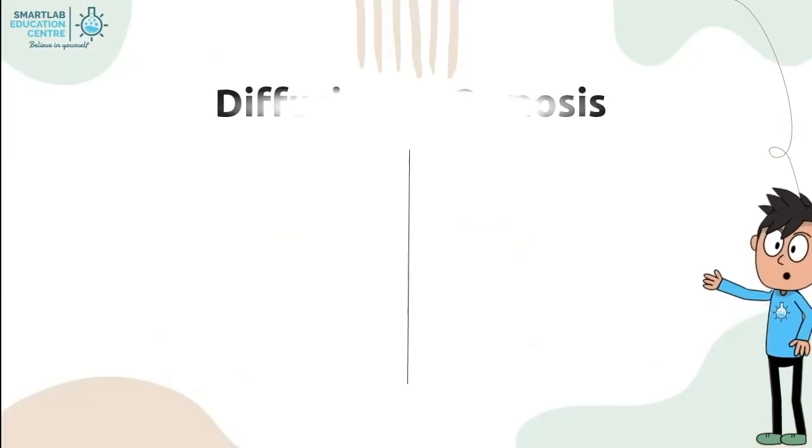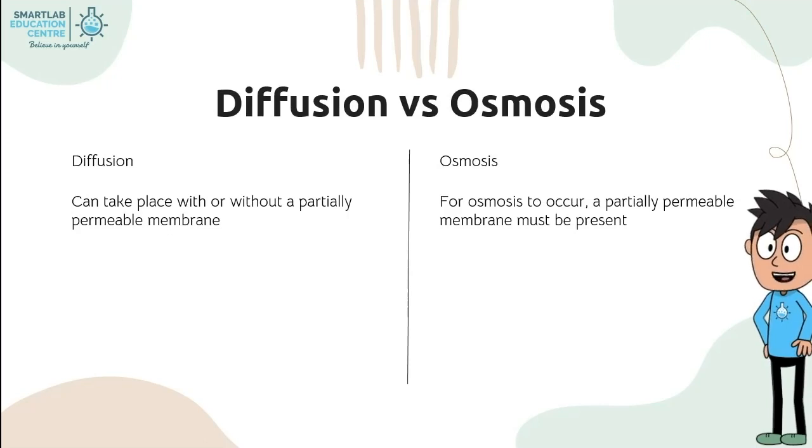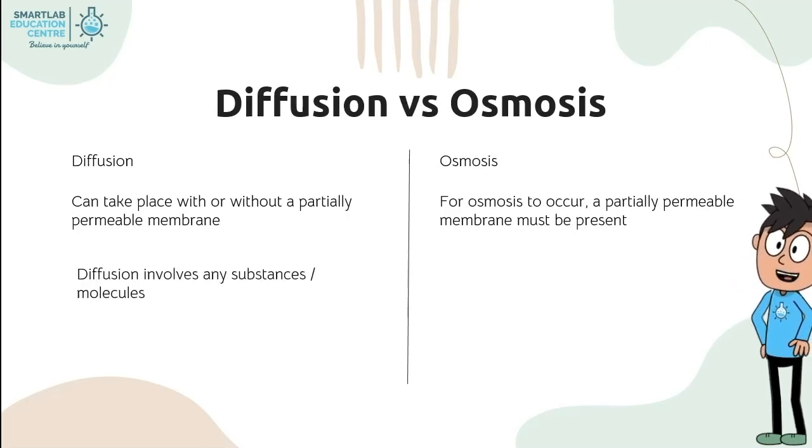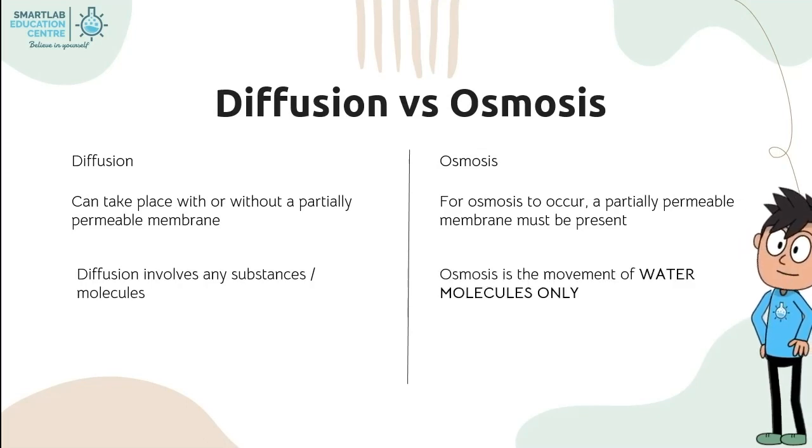Difference between diffusion and osmosis. Diffusion can take place with or without a partially permeable membrane. For osmosis to occur, a partially permeable membrane must be present. Diffusion involves any substance's molecules. Osmosis is the movement of water molecules only.